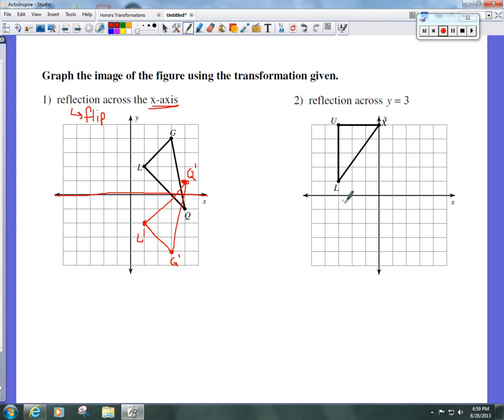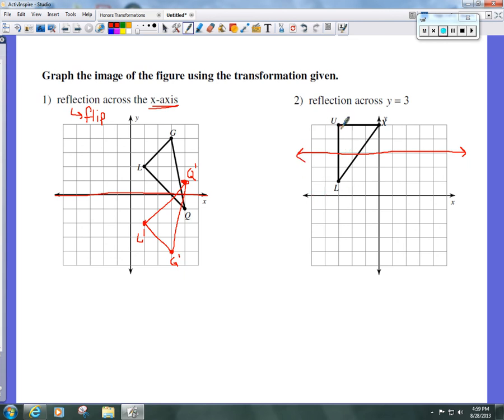Now let's look at number 2, which is a reflection across the line y equals 3. You have to identify where on this graph y equals 3. Do not be confused. This is the x-axis, this is the y-axis, so I go up to where y is equal to 3, and I make a straight line across. So this is the line y equals 3.